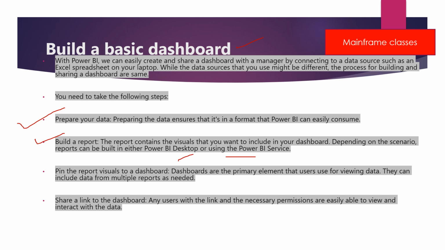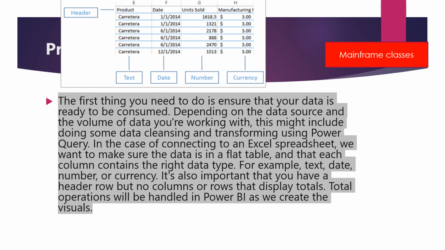Next step, pin the report visuals to a dashboard. Dashboards are the primary element that users use for viewing the data. They can include data from multiple reports as needed. And last is to share a link to a dashboard. Any user with the link and the necessary permission can view, and also interact with the data. So now we understand how to create a report.